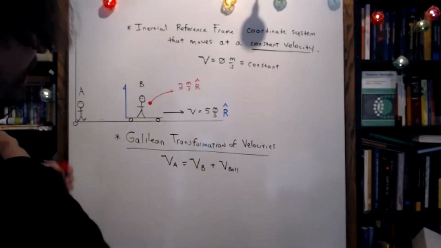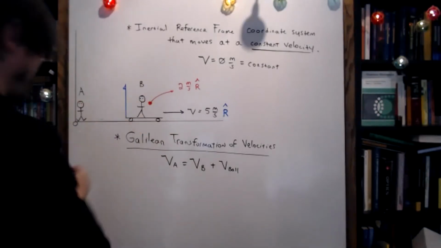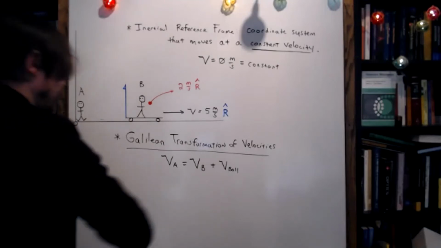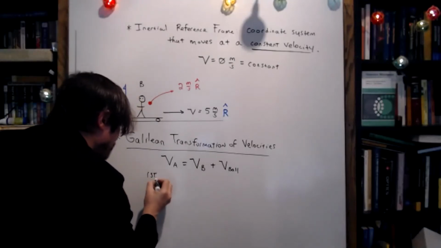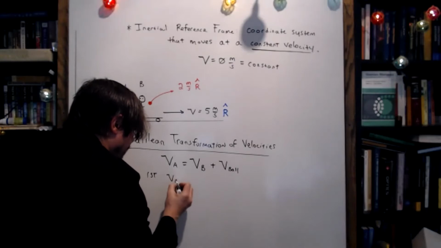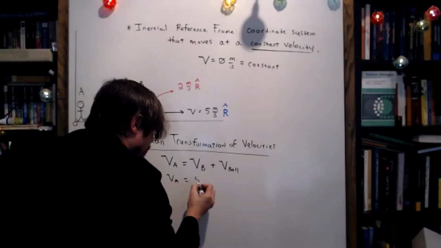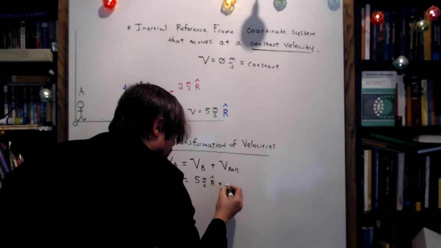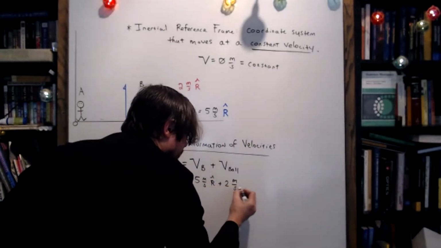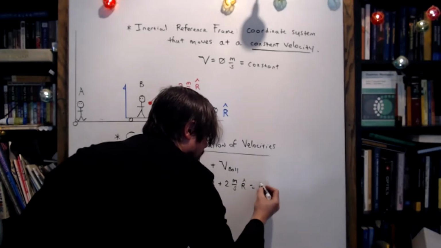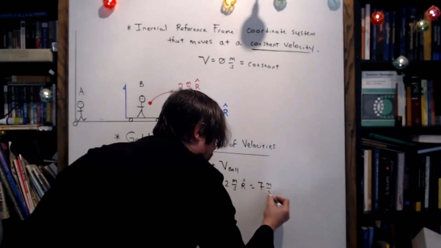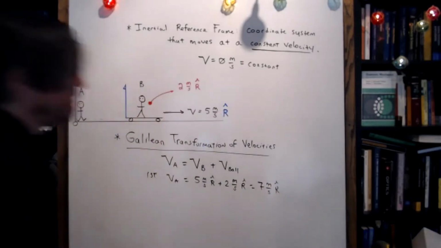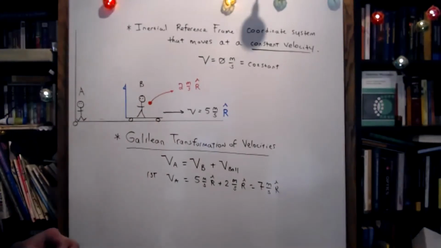Oh, by the way, just to write out what happened here, in the first case, the velocity of A was 5 meters per second to the right plus 2 meters per second to the right equals 7 meters per second to the right. That's what just happened there, okay?